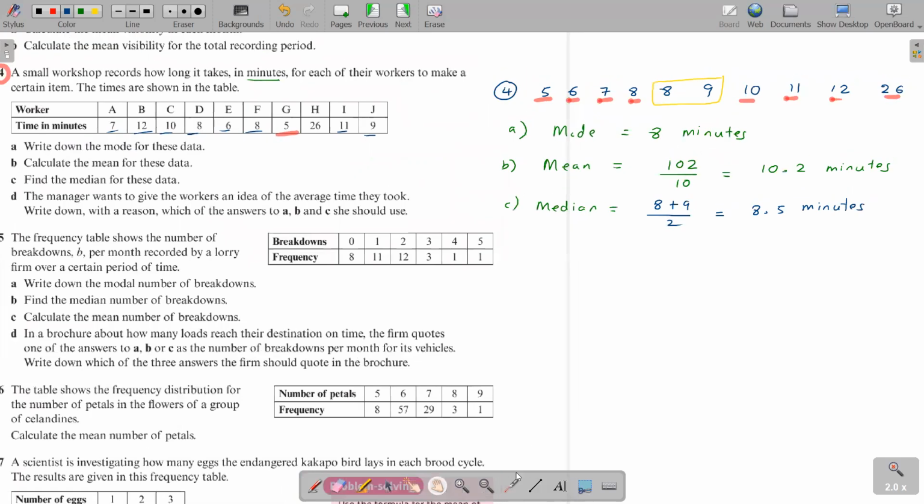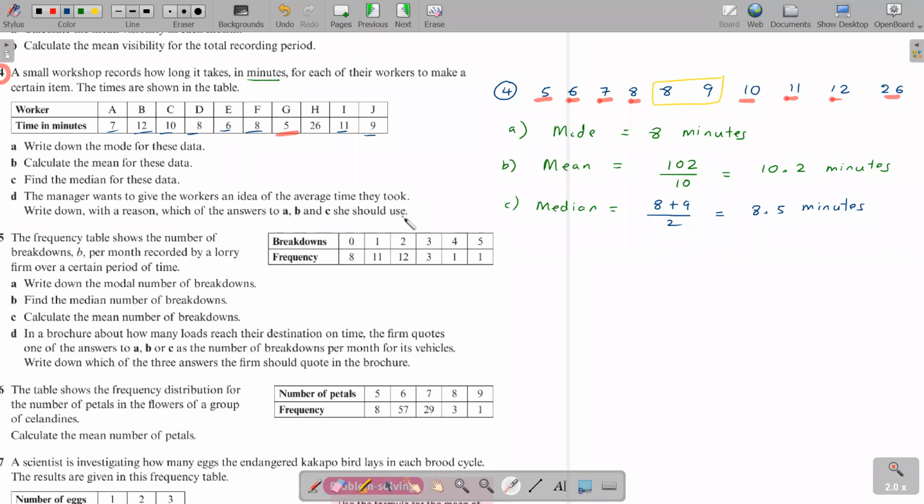Now let's move to part B. This is where we need to think, as I was talking about this value. Let's see how this value impacts. They say the manager wants to give the workers an idea of the average time they took. Write down with a reason which of the answers to A, B, and C she should use.